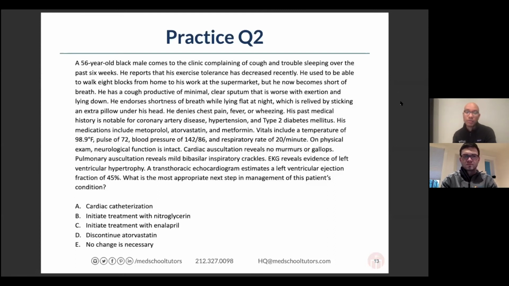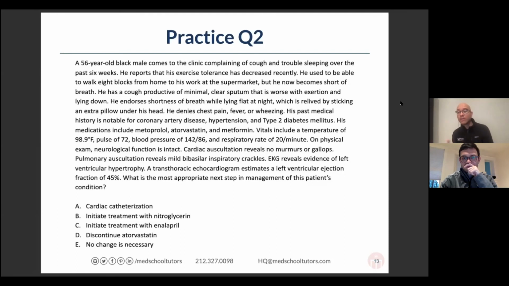And on exam, neurological function is intact, and the cardiac auscultation reveals no murmurs or gallops. At this point, I should also say that if this was a really florid heart failure exacerbation, maybe I would expect to hear a gallop. Does the absence of that finding completely take heart failure off the table?